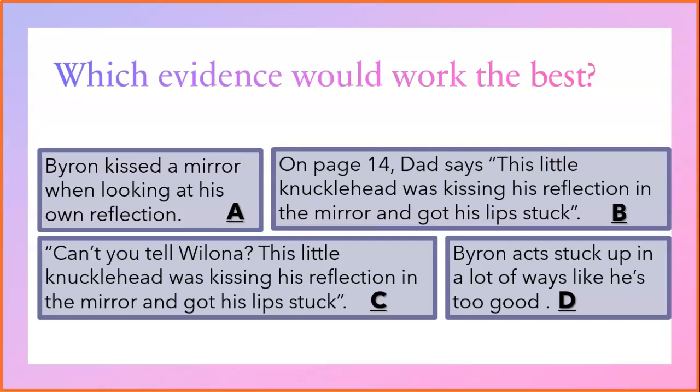So let's think about this. If I was writing a CER, even without knowing what my claim is or my prompt is, which one of these would best be used for text evidence? A says Byron kissed a mirror when looking at his own reflection. B says on page 14, Dad says, "This little knucklehead was kissing his reflection in the mirror and got his lips stuck." C says, "Can't you tell, Willona? This little knucklehead was kissing his reflection in the mirror and got his lips stuck." D says, Byron acts stuck up in a lot of ways, like he's too good.